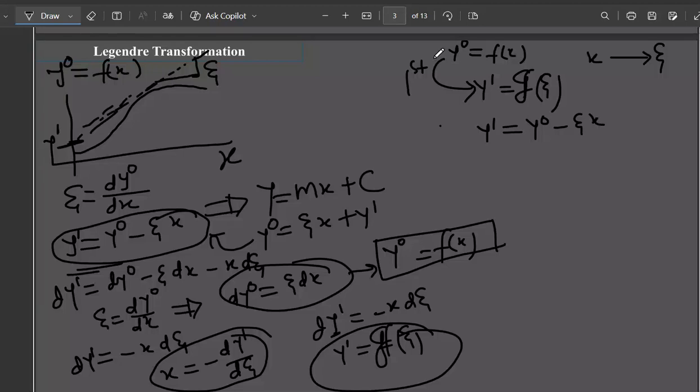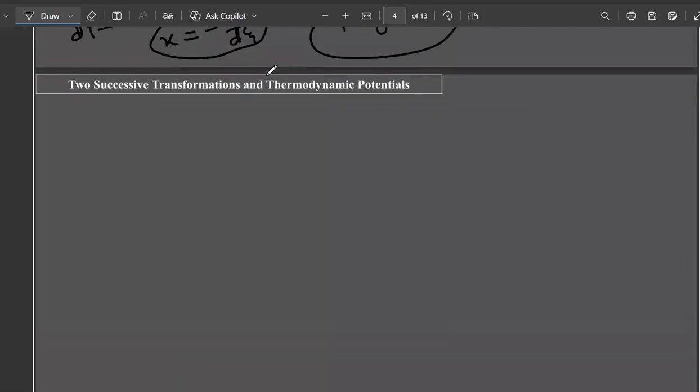Some places also use other notations, so I will discuss all these things later. Please remember these terms, and how to change and use the Legendre transformation. We are moving to the next slide, and here actually we see how to use two successive transformations in the Legendre transformation.